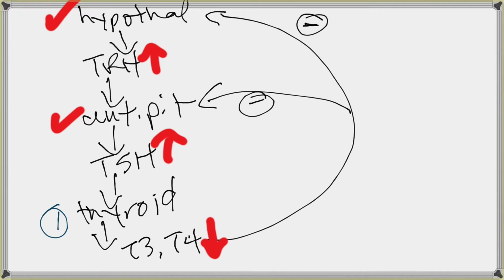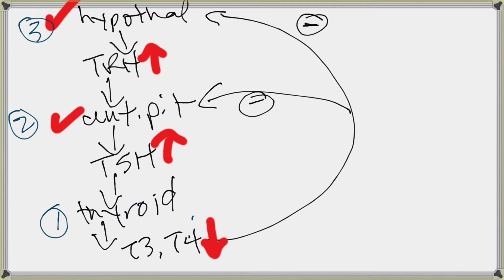So one organ, two organs, three organs, and we start from the bottom where the symptoms occur. This person might be exhausted, have weight gain and that kind of stuff. So this would be a primary hyposecretion of thyroid hormones. Primary because it occurred right where the symptoms occur. So you go from the bottom: primary, secondary, tertiary.